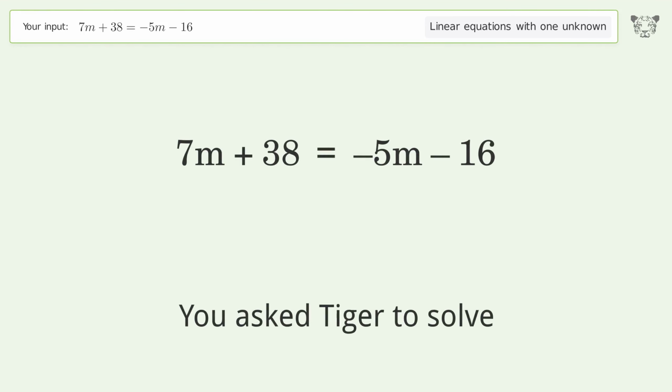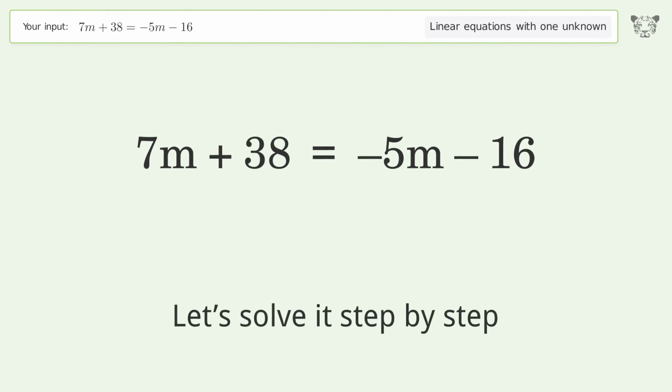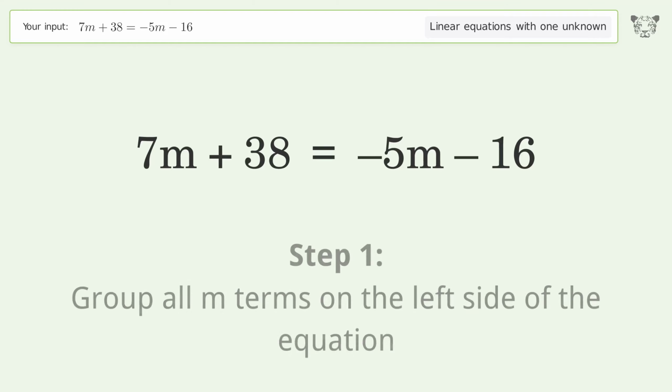You ask Tiger to solve. This deals with linear equations with one unknown. The final result is m equals -9/2. Let's solve it step by step. Group all m terms on the left side of the equation.